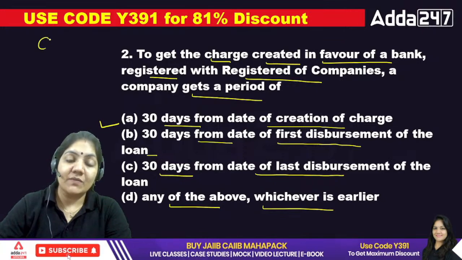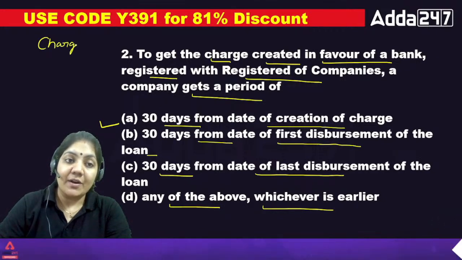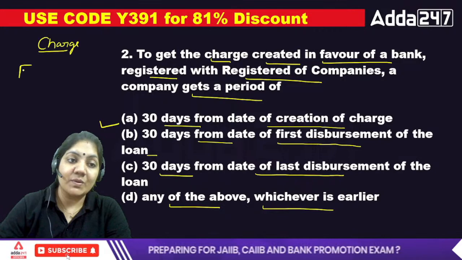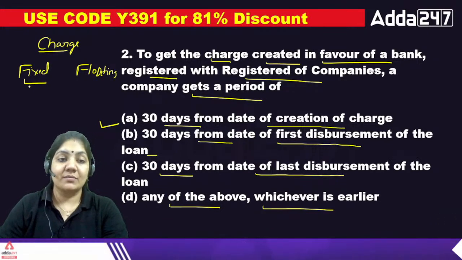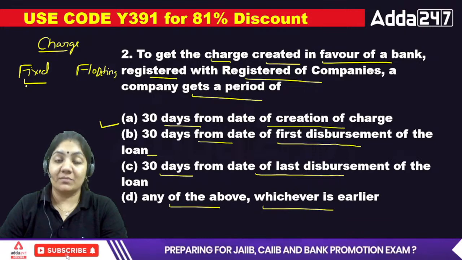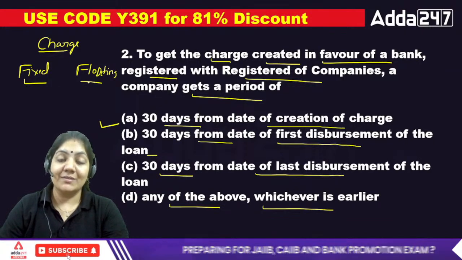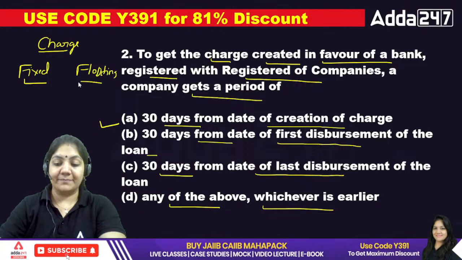And you know that if we talk about the charge, there are two types of charge. The first one is fixed charge and the next one is the floating charge. A fixed charge applies on static security, and a floating charge applies on security of a dynamic nature.